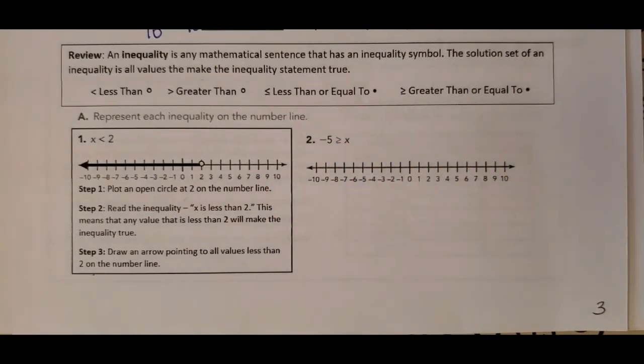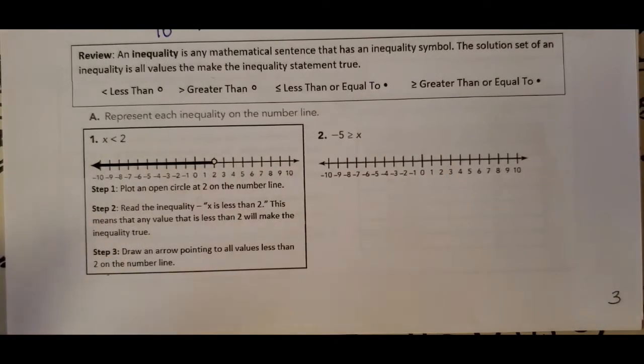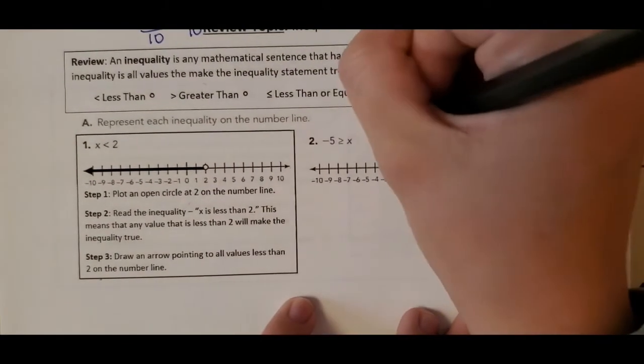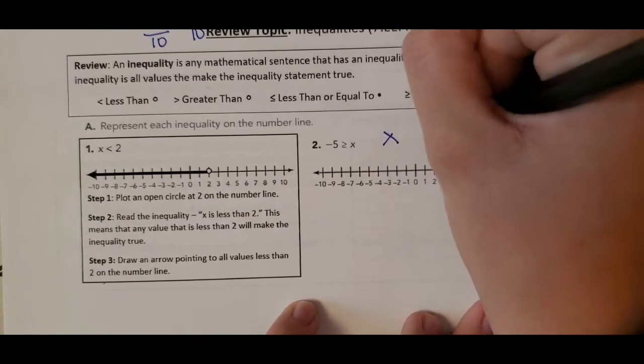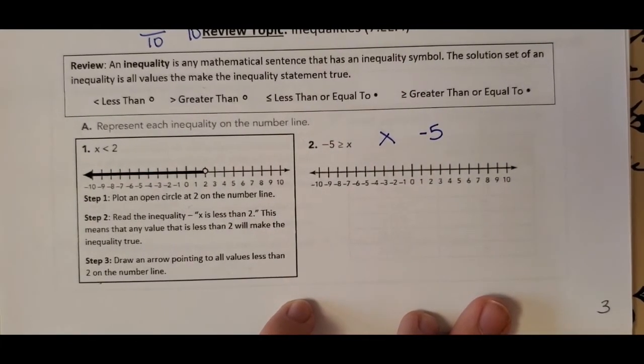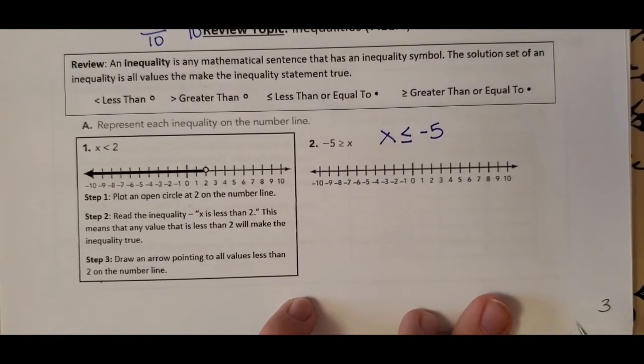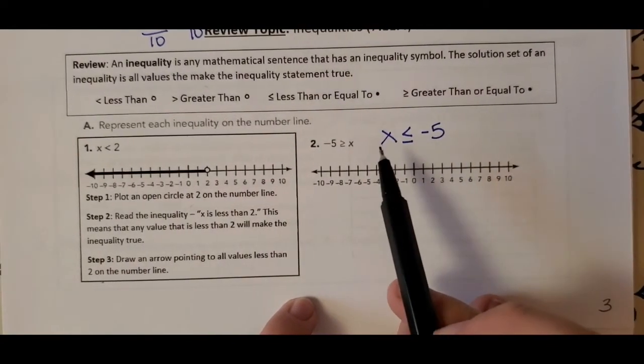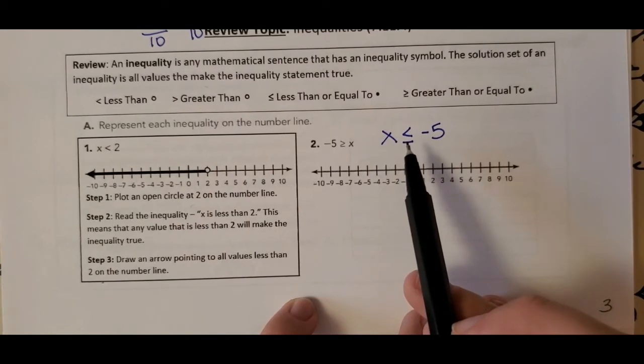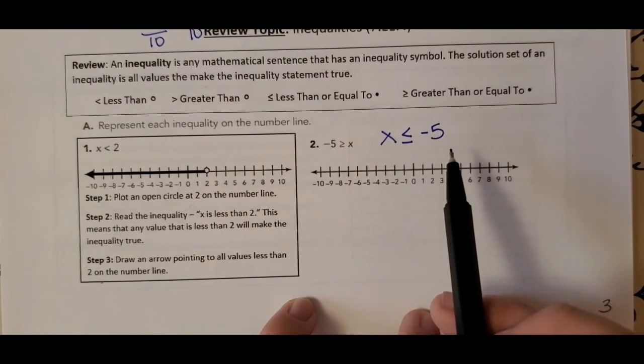So let's just give this a try. The variable always has to be on the left. So this is starting with a variable on the right. So I'm just going to flip this expression. And when I flip my expression, I also am going to flip my sign. So this is the way it's supposed to read. X is less than or equal to -5.